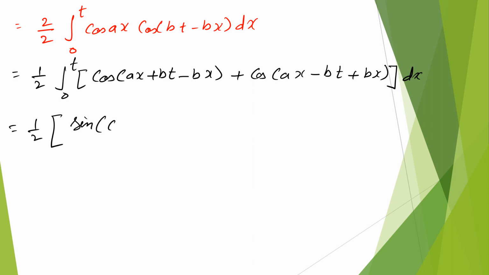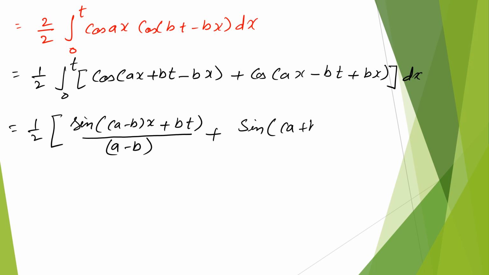sine a minus bx plus bt, and we are doing integration with respect to x, so it will be divided by a minus b. For second part, sine a plus bx minus bt upon a plus b for the limit 0 to t, and we have to put this limit for this x.